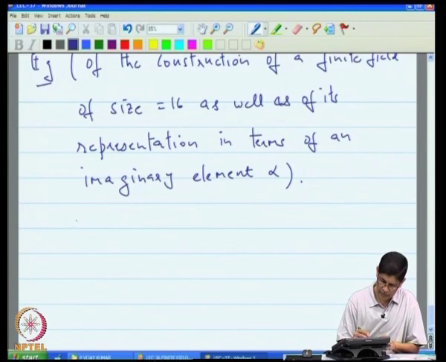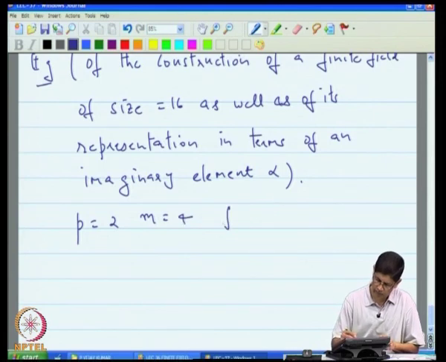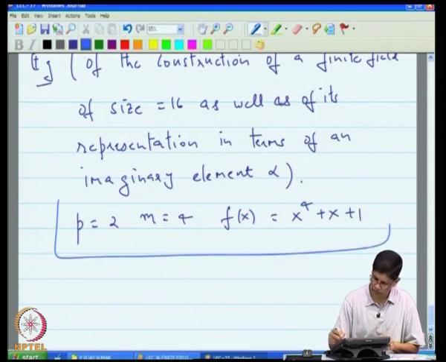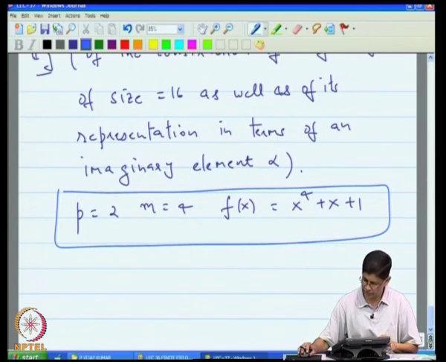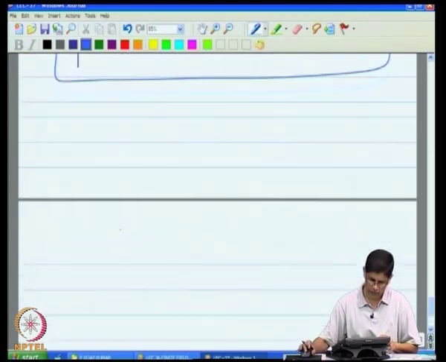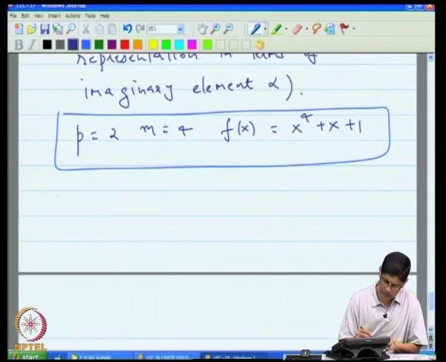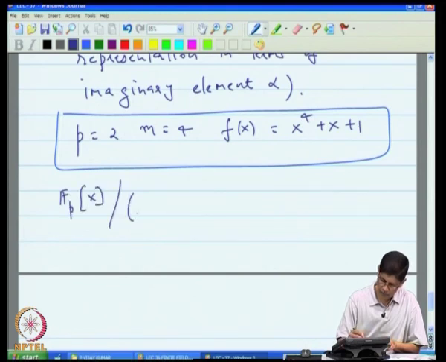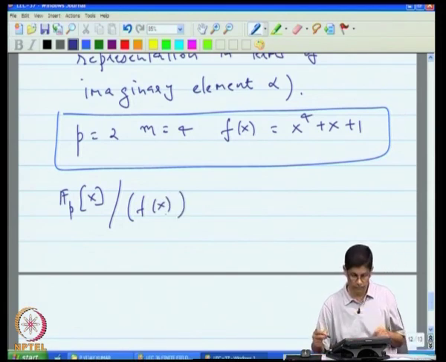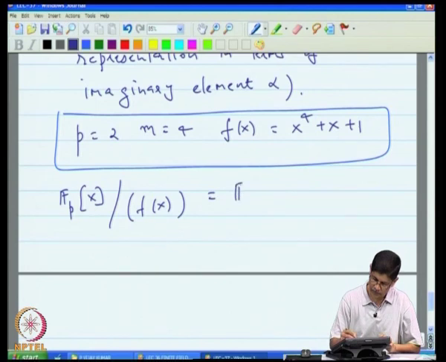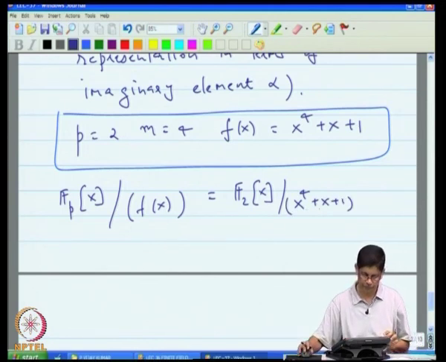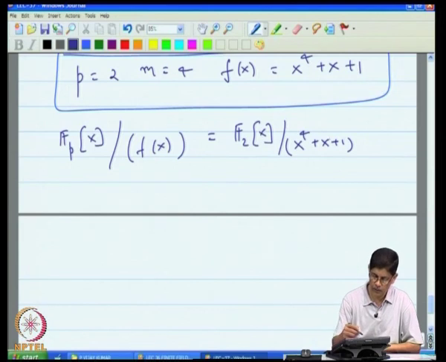So, here p is equal to 2, m is equal to 4, f of x is x^4 plus x plus 1. So, that means that strictly speaking, one should consider F_p[x] modulo f of x, or in other words, you should consider the set of all binary polynomials modulo x^4 plus x plus 1. So, which means that all your elements would look like polynomials.